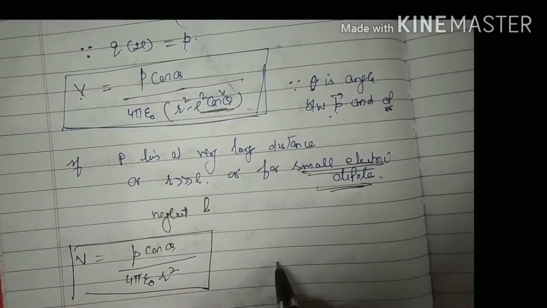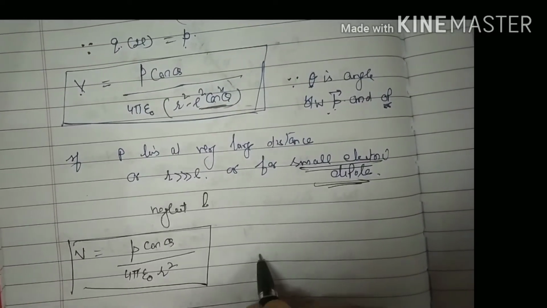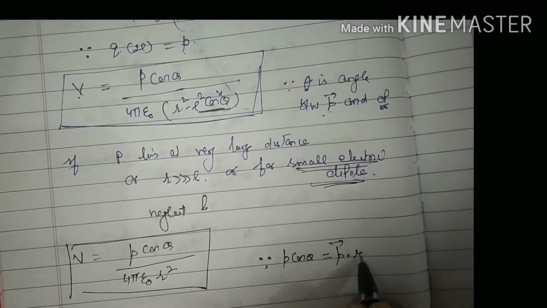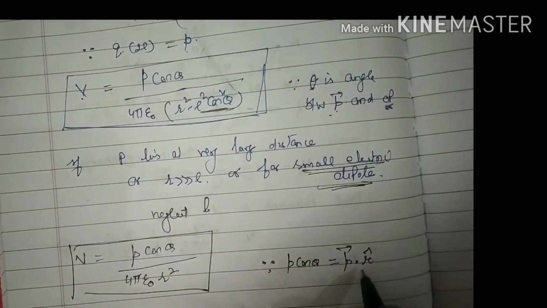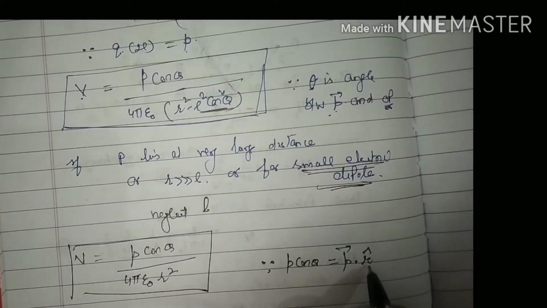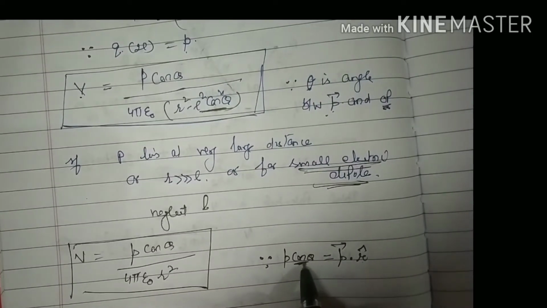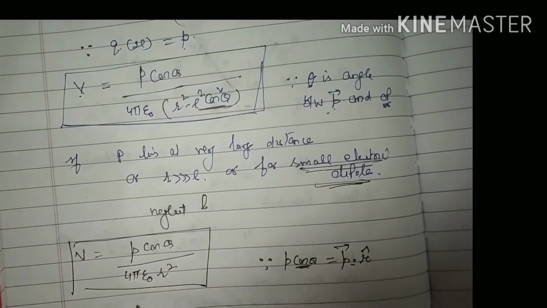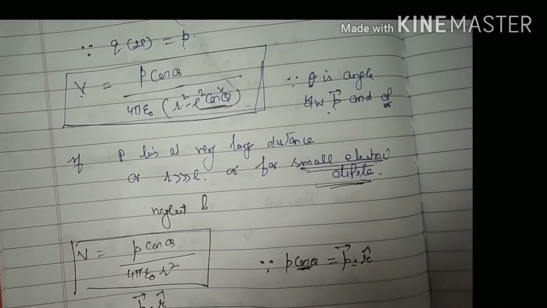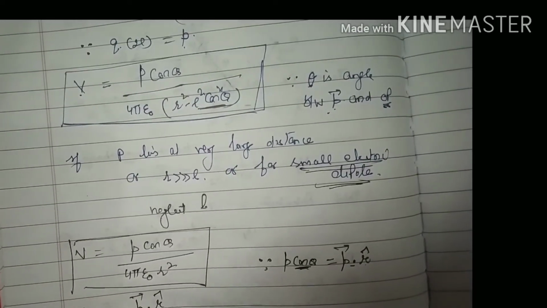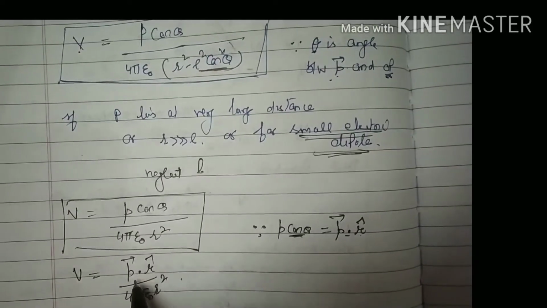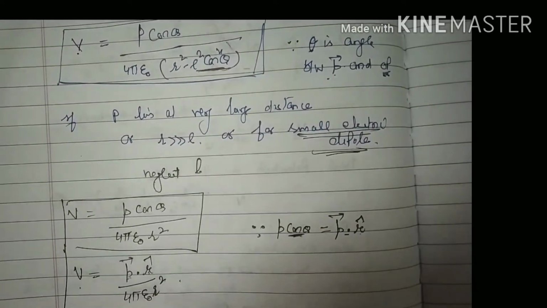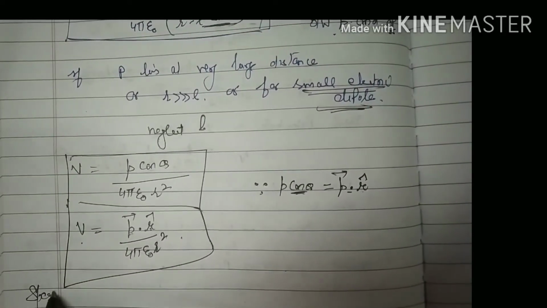So further we can write, because P cos theta is equal to P vector dot R unit vector, where the value of R unit vector is R over R, and this cos theta will be removed by this dot. We will write it as P vector dot R unit vector over 4 pi epsilon naught R square. So now this dot product of two vector quantities is a scalar quantity, and we already know that potential is a scalar quantity.